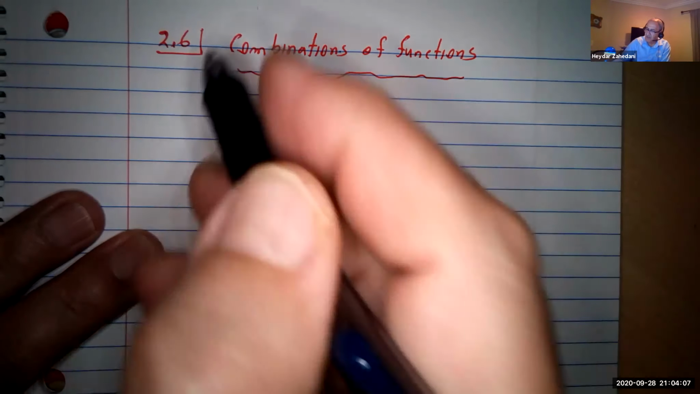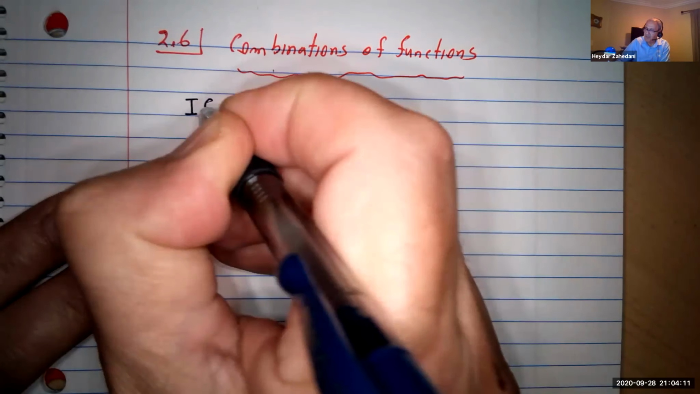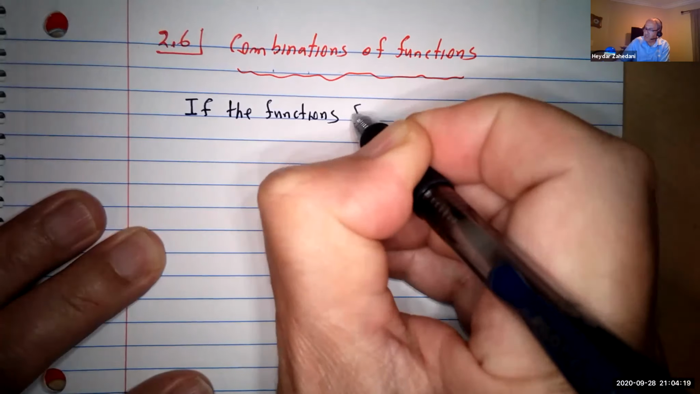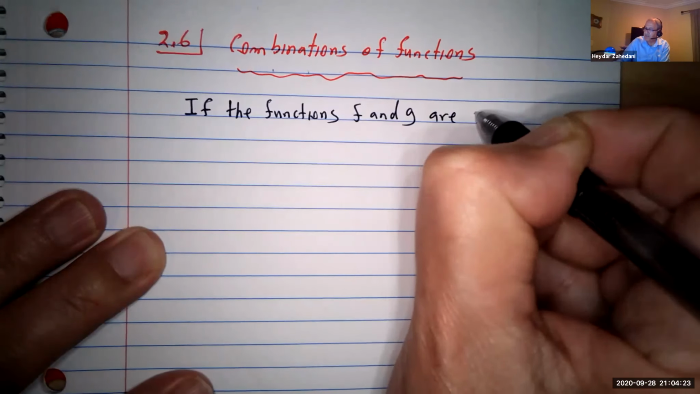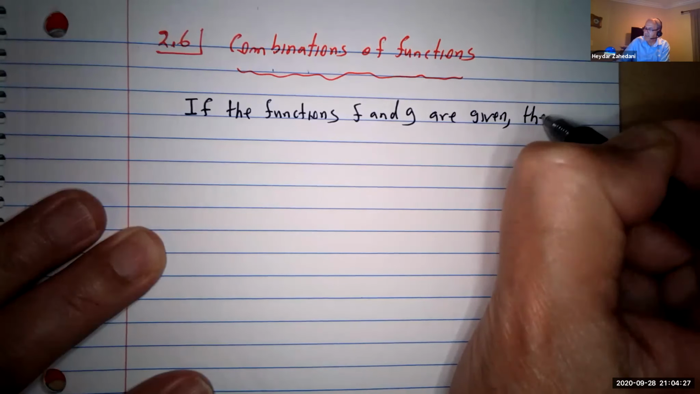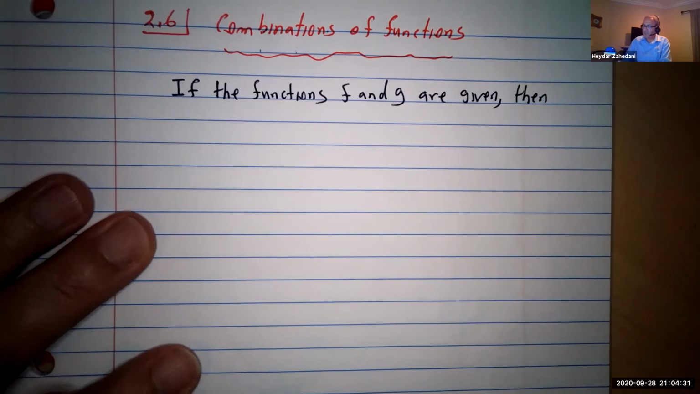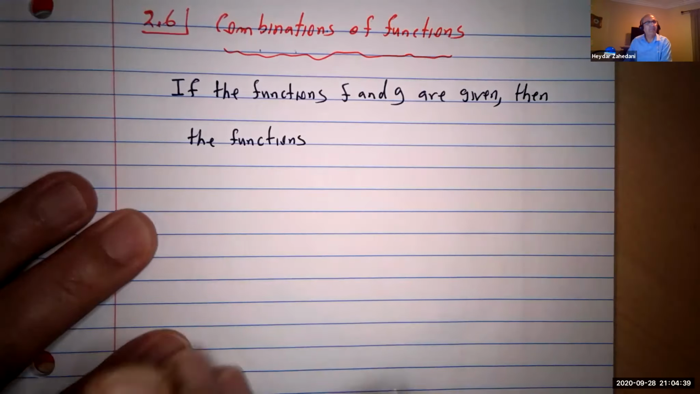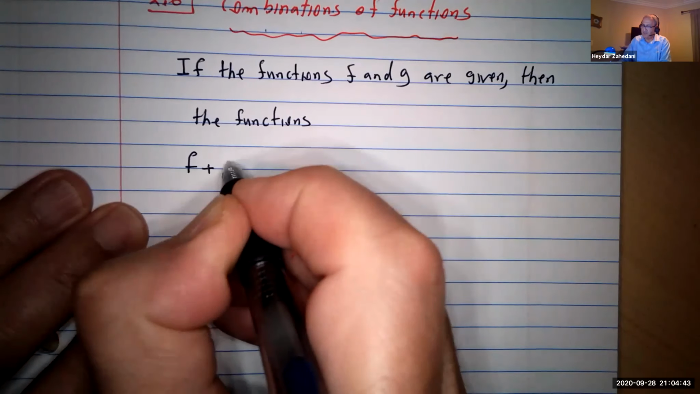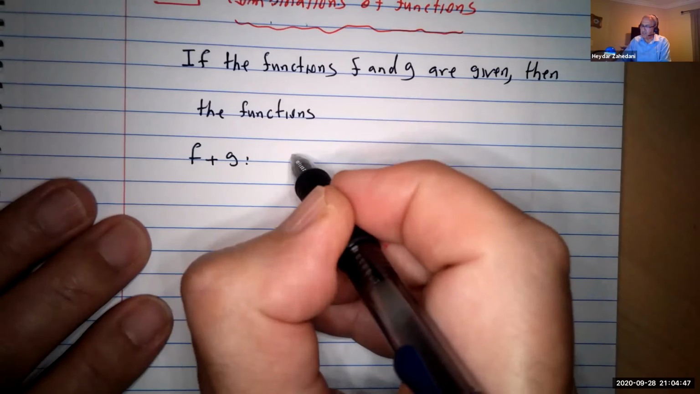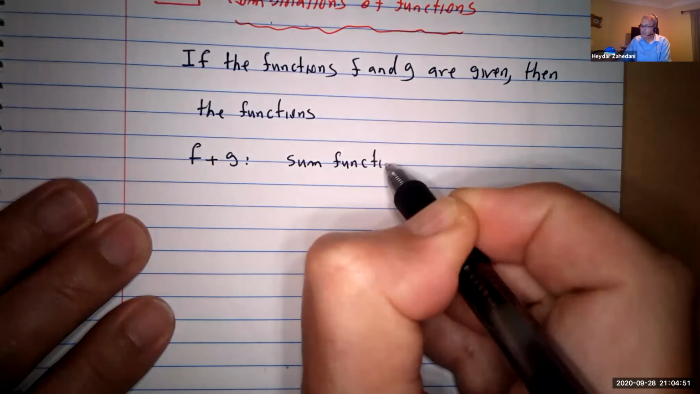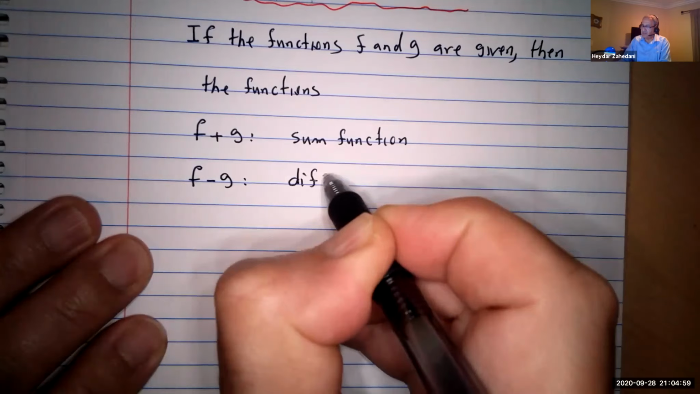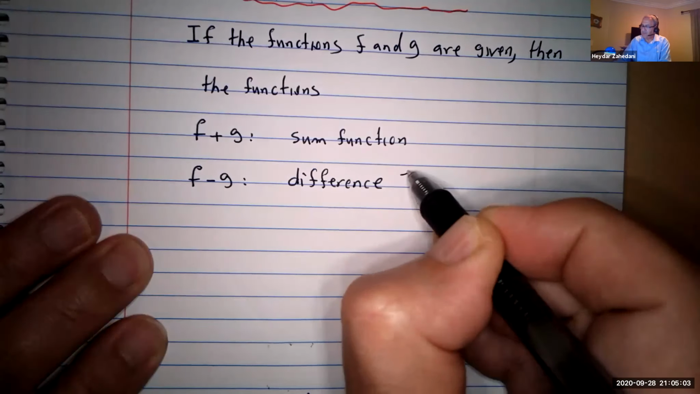That's it. So suppose two functions, f and g, are given, then the following functions. Okay, this is it. f plus g, we call it the sum function. f minus g, we call it the difference function. You must know the names for future. Difference function.